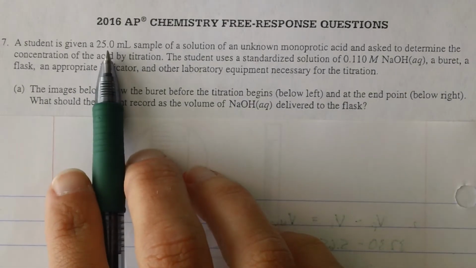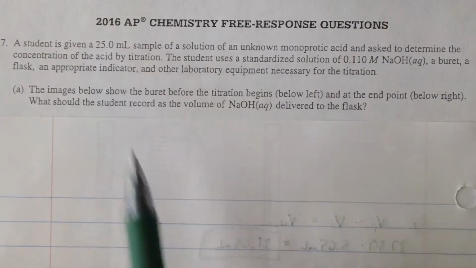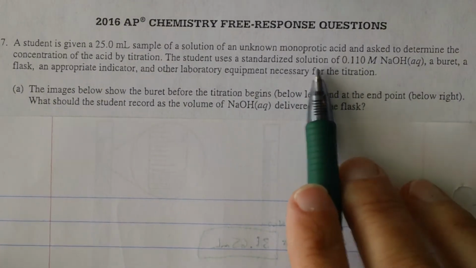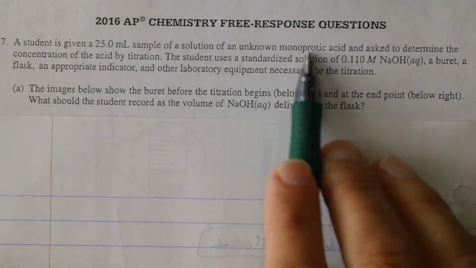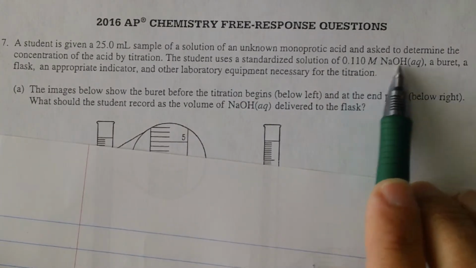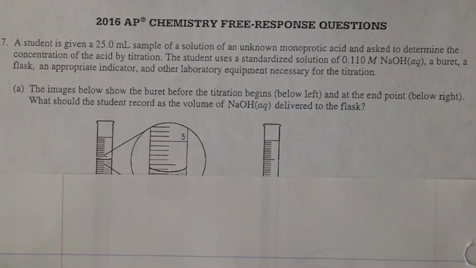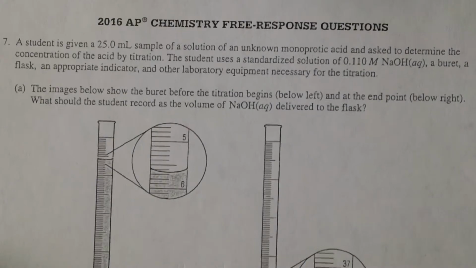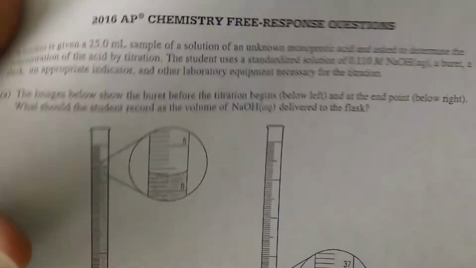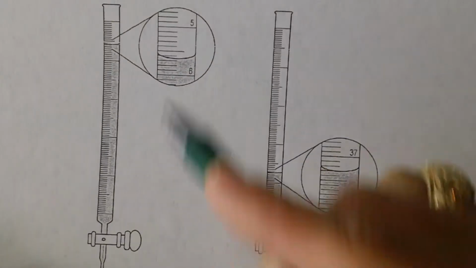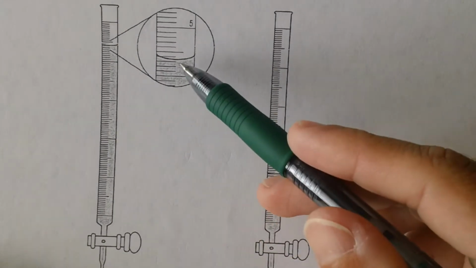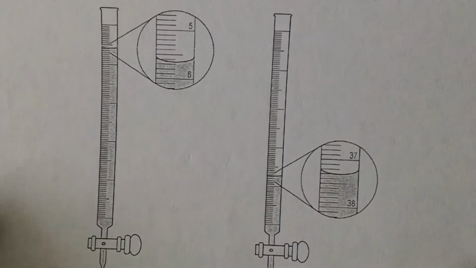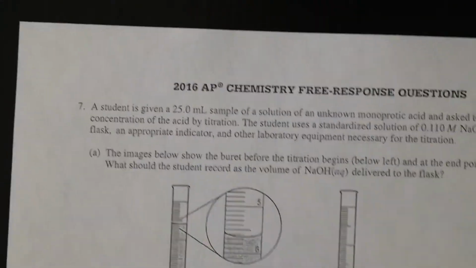So what we've got here is a monoprotic acid. We have 25 mils of it. We are trying to find the concentration of it by titration using a standardized solution of base. Standardized solution means a known concentration of base. So our base has a known concentration of 0.110 molar in our burette, and we are putting that 25 mils of acid underneath the burette, and then we are dripping in the base until we reach that equivalence point, given to us through a pH probe or some kind of, in this case, appropriate indicator.